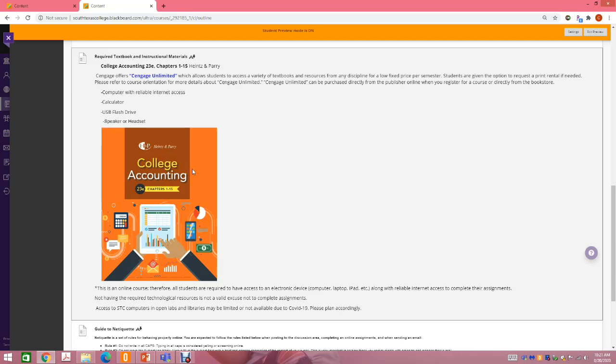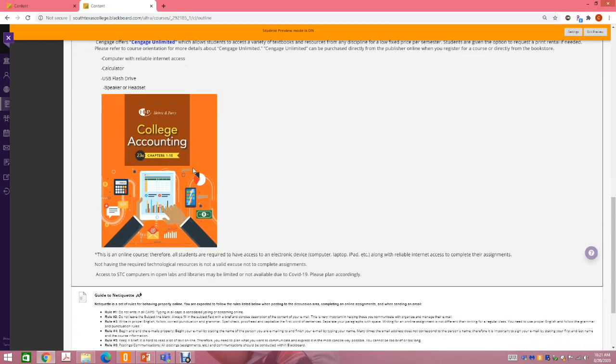You need a flash drive in case you want to save any of your work, and a speaker or headset because I am going to have lectures, so you need to be able to listen to those lectures. Now, this is an online course, therefore all students are required to have an electronic device, whatever works best for you. Okay? You also need internet access.